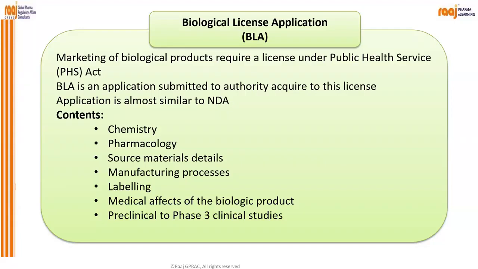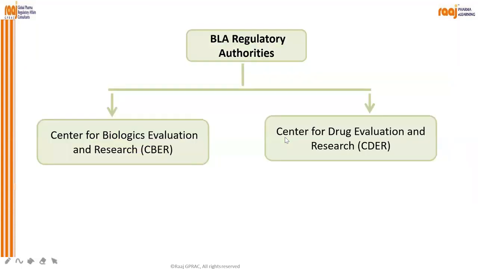It covers contents like chemistry, pharmacology, source of material details, manufacturing processes, labeling, medical effects of the biological product, and preclinical to phase 3 clinical studies. Like I mentioned earlier, non-clinical and phase 1, 2, 3 studies are required. So it is more or less similar to your NDA. Then BLA goes to CBER, whereas our NDA goes to CDER, correct? So CDER is for drugs, CBER is for biologicals.